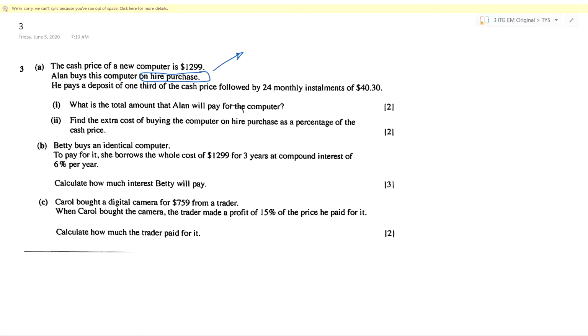to the company. So when he owes something to a company, he needs to pay interest. He'll be paying in installments, including the interest. Okay? So here, they tell us that he's paid a deposit of 1/3 of the cash price. So 1/3 of 1,299, we can calculate that easily for the deposit, followed by 24 monthly payments of $40.30. So what this means is that he takes 2 years to clear the payment for the computer.